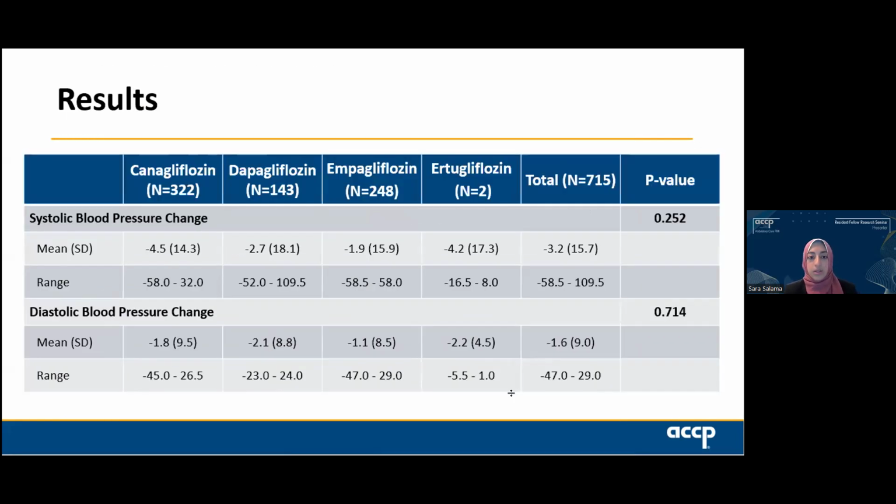So now we'll take a look at our results. So here we have stratified the mean change in systolic and diastolic blood pressure based on the SGLT2 inhibitor that was used. Here we observe a 2 to 4 millimeter mercury reduction in systolic blood pressure and a 1 to 2 millimeter mercury reduction in diastolic blood pressure, although there was no statistical significance observed across the groups, depending on the agent of SGLT2 used.